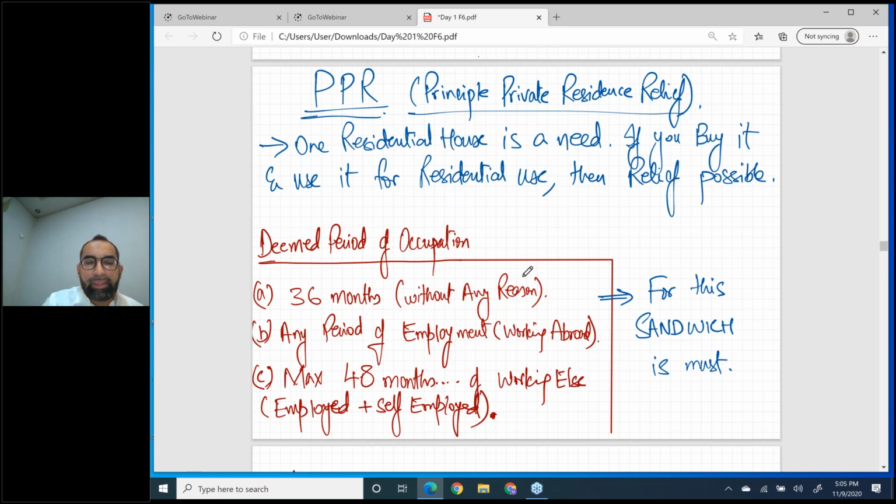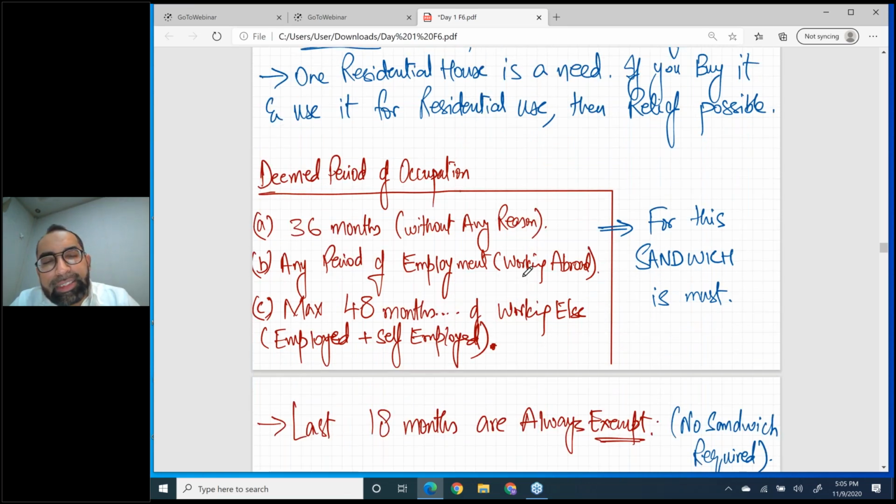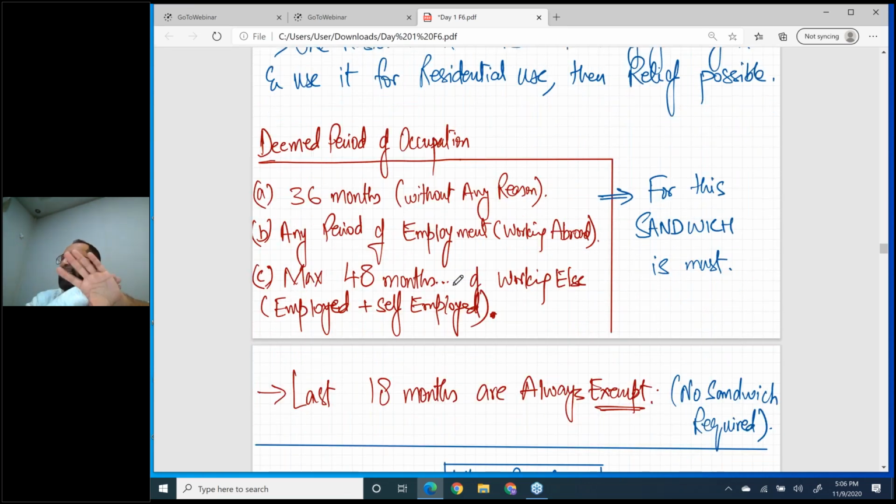Now there is one more relief. Hope you remember, last 18 months are always exempt. Don't forget, there are many students who do these questions with timelines. So I always say that the selling date, the disposal date, extend 18 months back from the disposal date, and that is always exempt. Even if you are living in the house, not living in the house, making a sandwich or not, in all conditions the last 18 months are exempt.